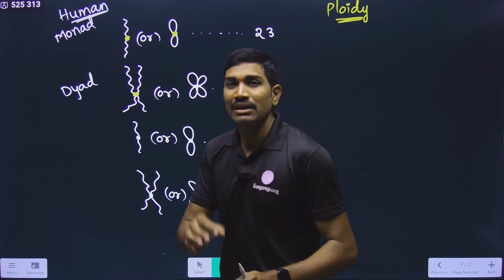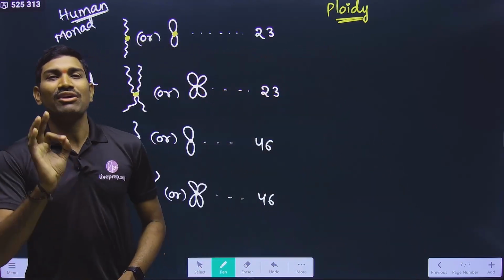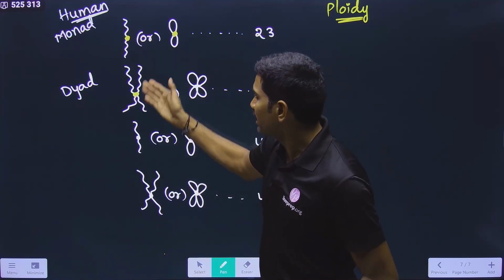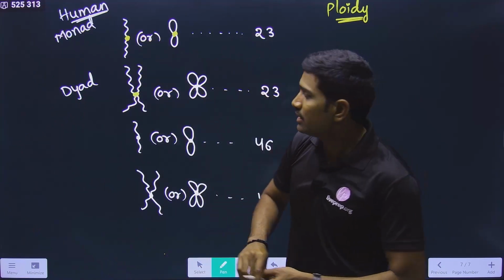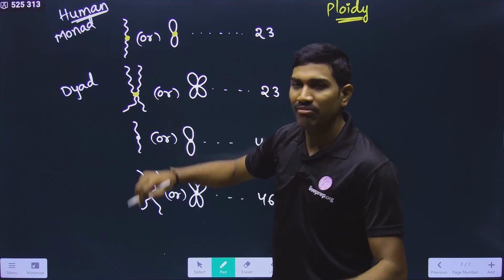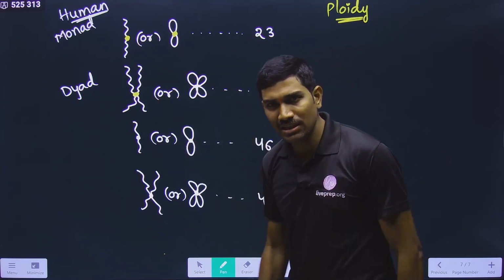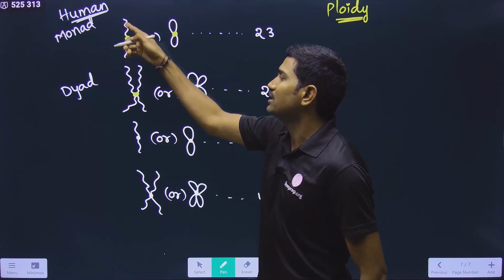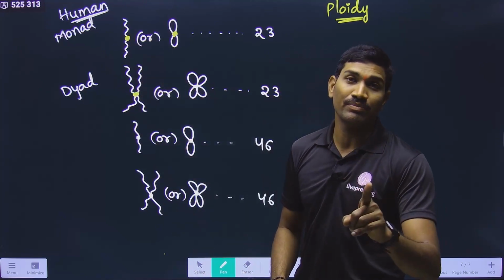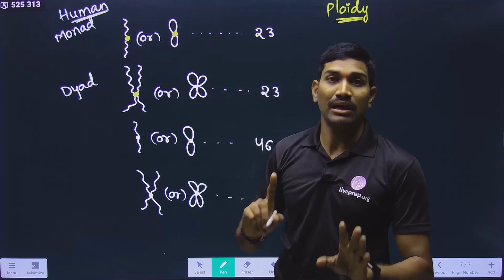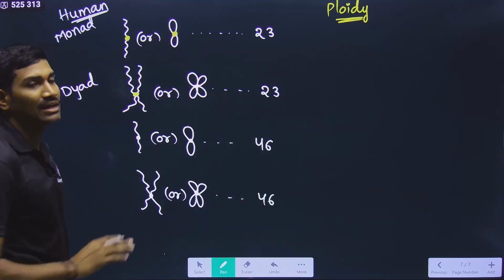Because technically, for the calculation of chromosomes, we are not counting chromatids, we are counting centromeres. This is a very important concept. Many students, even though the syllabus is completed, still count the chromatids and then say the ploidy. That is wrong. To say the ploidy, you need to count centromeres. Observe carefully.